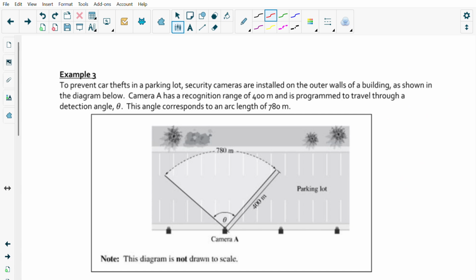Example 3, to prevent car thefts in a parking lot, security cameras are installed on outer walls of a building. As shown in the diagram below, camera A has a recognition range of 400 meters and is programmed to travel through a detection angle of theta. The angle corresponds to an arc length of 780 meters. Diagram is not drawn to scale. For camera A, the measure of the detection angle to the nearest degree is, so what is this part, the detection angle?